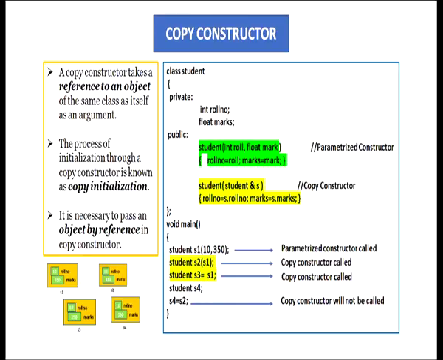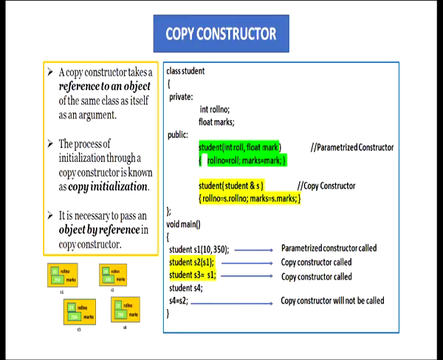Now, let us see the definition of the copy constructor. Again, the name of the copy constructor is the same as that of the class, that is student, and in the parameter we have student ampersand s, that is, it is the reference of an object of the same class. Now, in the body of the copy constructor, it is defined as roll number equal to s dot roll number and marks equal to s dot marks. So, whatever is stored in the object s will be copied to the data members roll number and marks.